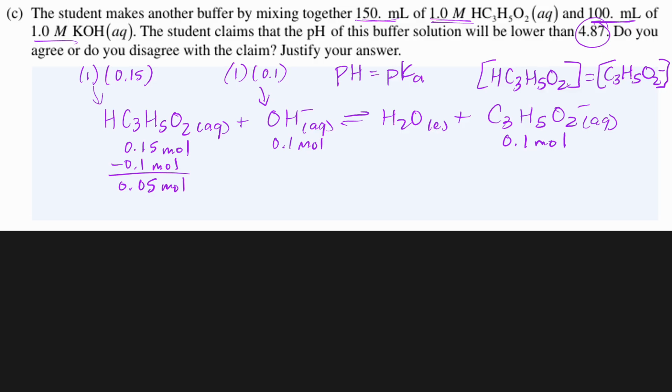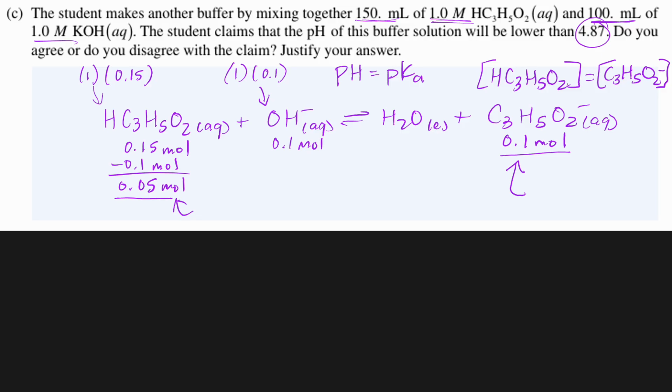So now that we have moles of conjugate base and moles of our weak acid, we can solve for concentration of those if you needed to, but I guess we don't really need to at this point. So as you can see, we have more of our conjugate base than we do our weak acid. And because we have more of the conjugate base, that means we're going to expect the pH to be higher than 4.87. So it says, do you agree or disagree with the claim?